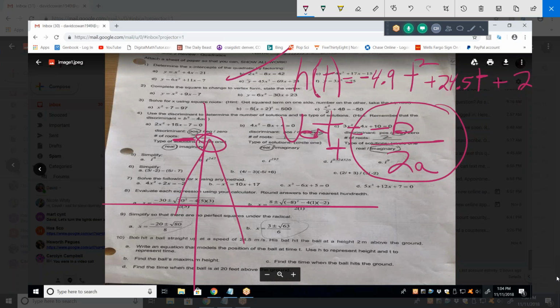What's the t-coordinate of the vertex? This is the t-axis. This is the h of t-axis. So what's the t-coordinate? What's minus b over 2a? Well, don't use a calculator. Just tell me what it is. What's minus b? What's b?